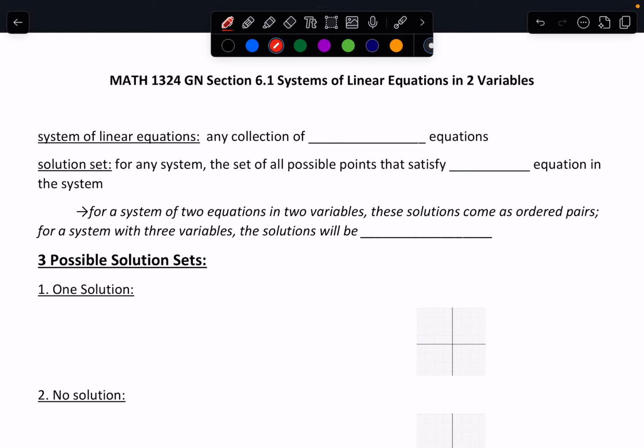Hello. So we're going to move on to chapter 6. And this lesson is 6.1 Systems of Linear Equations in Two Variables.